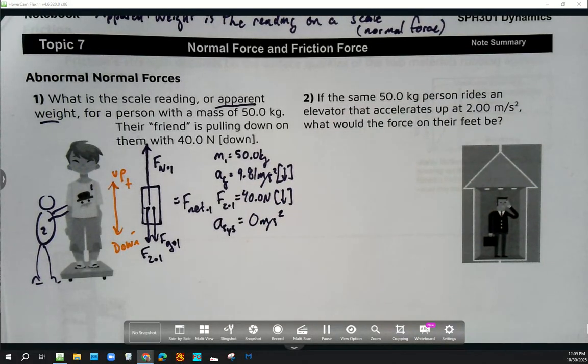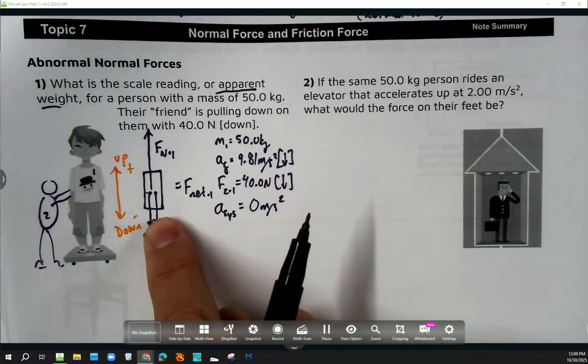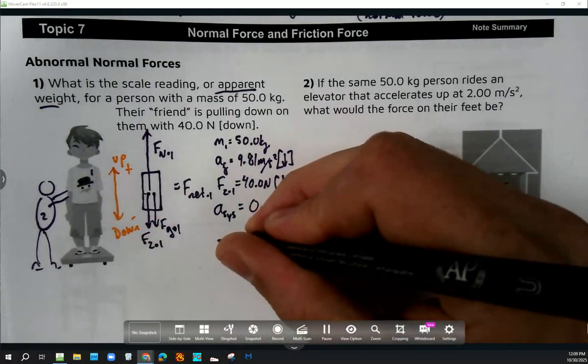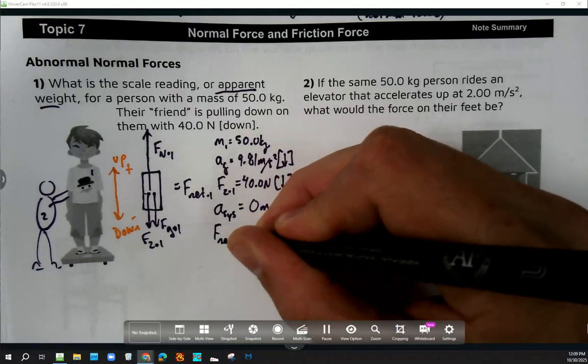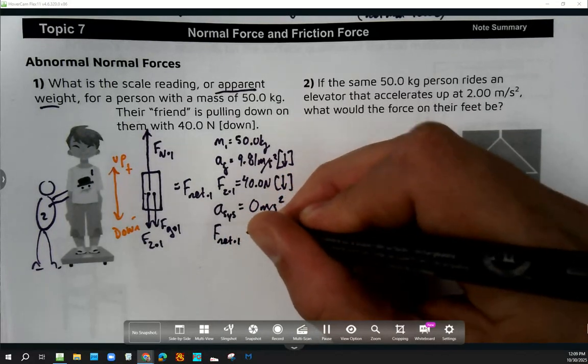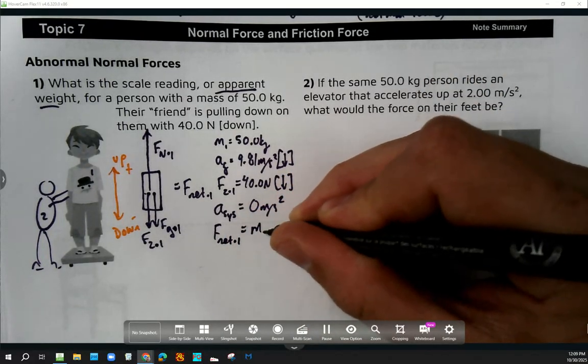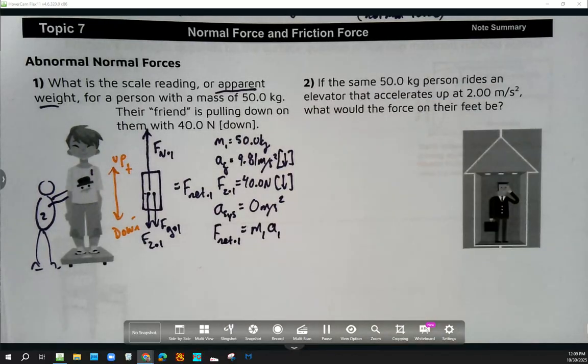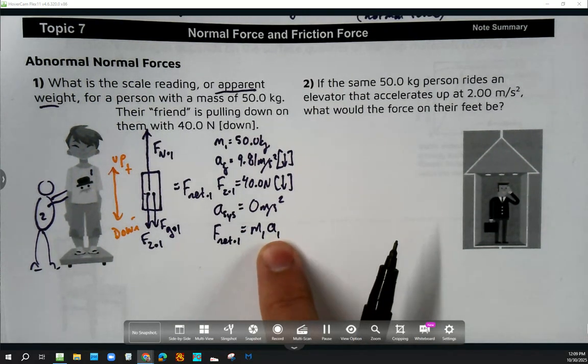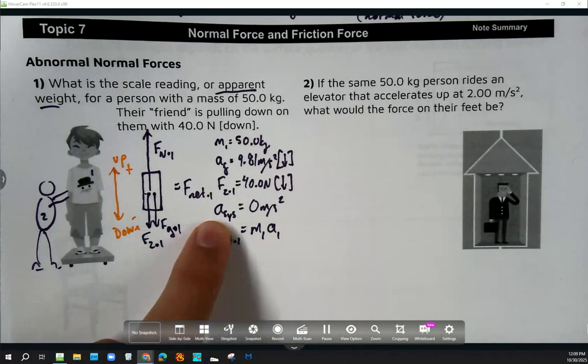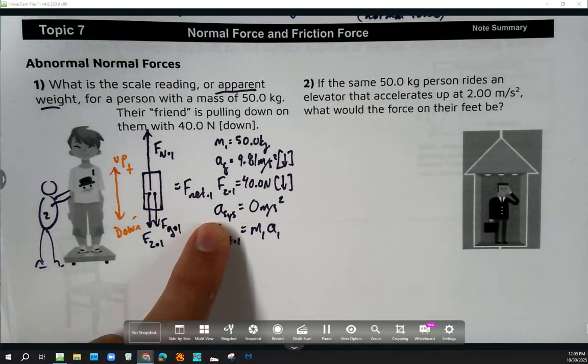Now, we've said in the past that we could say F net is equal to the picture. We've also said in the past that F net, according to Newton's second law, F net acting on 1 is mass 1 times acceleration 1. That's another way to find F net. In this situation, what's acceleration 1? 0. Yeah, look at that. Acceleration 1 is the acceleration of that system. It's 0 meters per second squared.